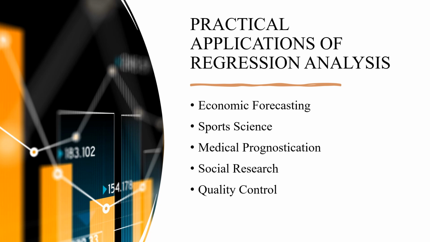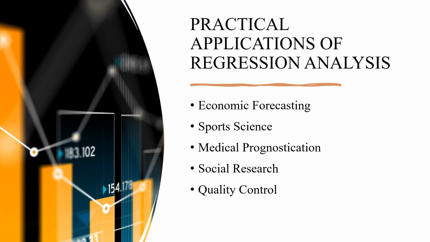The fourth one is social research. Social scientists use regression in order to analyze relationships and also patterns in human behavior, societal trends, and also policy impacts. For example, regression analysis might reveal how parental income and education level influence a child's academic performance.